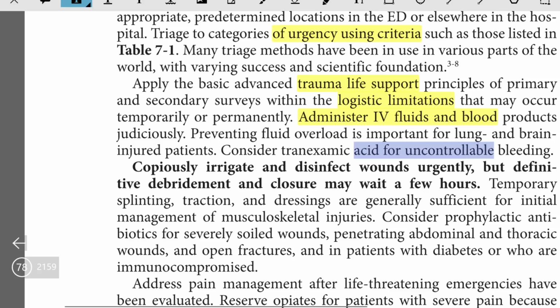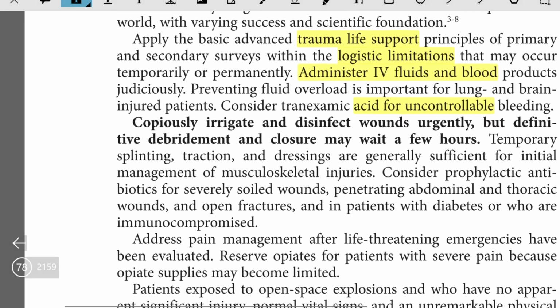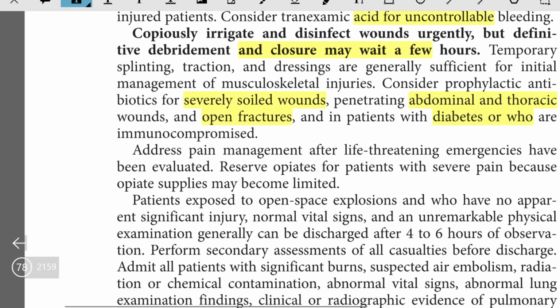Consider tranexamic acid for uncontrollable bleeding. Copiously irrigate and disinfect wounds urgently, but definitive debridement and closure may wait for a few hours. Temporary splinting, traction, and dressing are generally sufficient for initial management of musculoskeletal injuries. Consider prophylactic antibiotics for severely soiled wounds, penetrating abdominal and thoracic wounds, and open fractures, and in patients who have diabetes or other immunocompromised states.